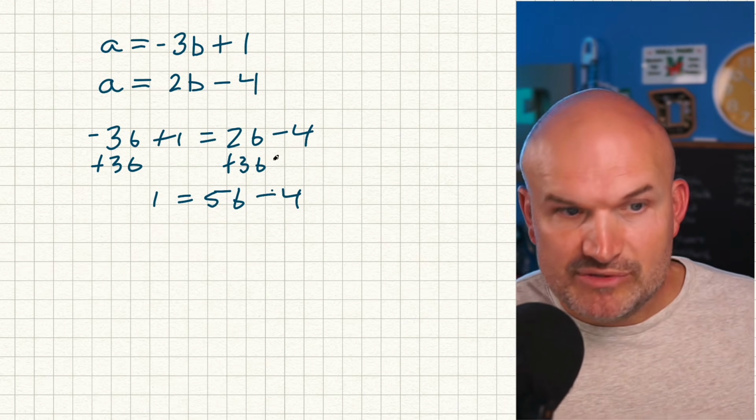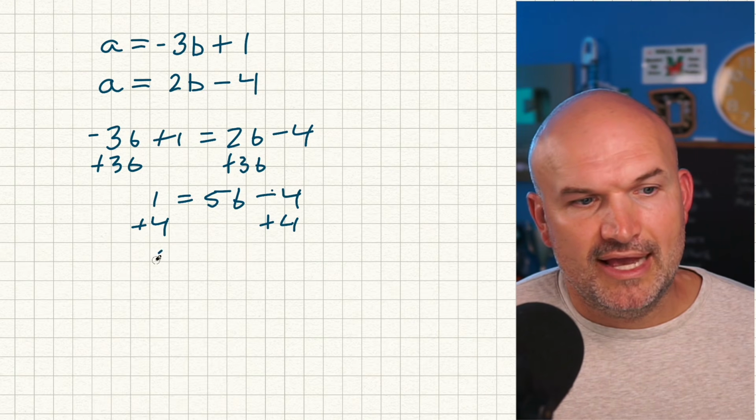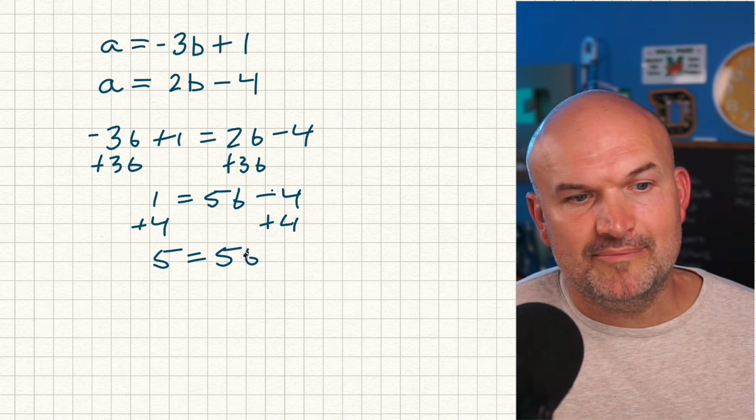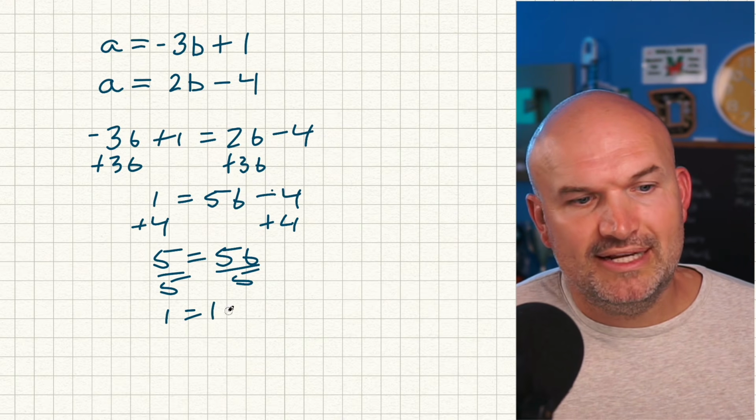Now it's a nice, lovely two-step equation that I can go ahead and solve for b, right? Always undo addition and subtraction. And then I have a 5 equals 5b. Now I can undo multiplication and division, divide by a good old 5, and 1 is equal to b.